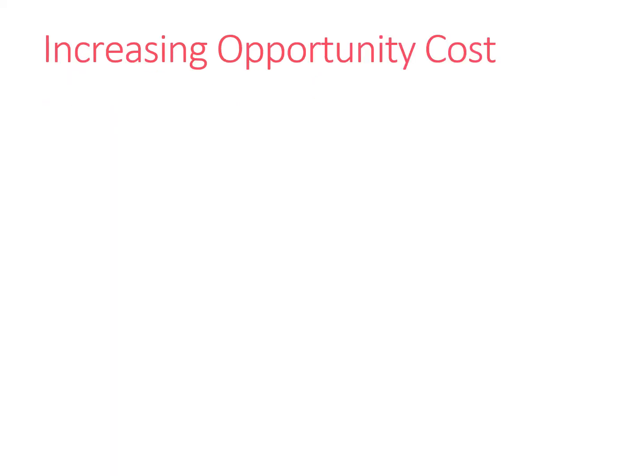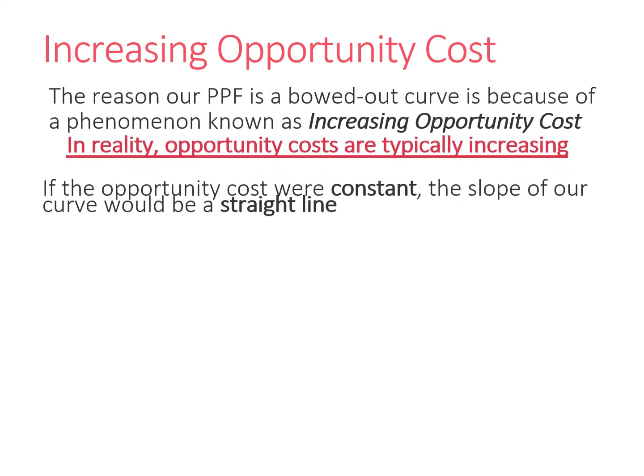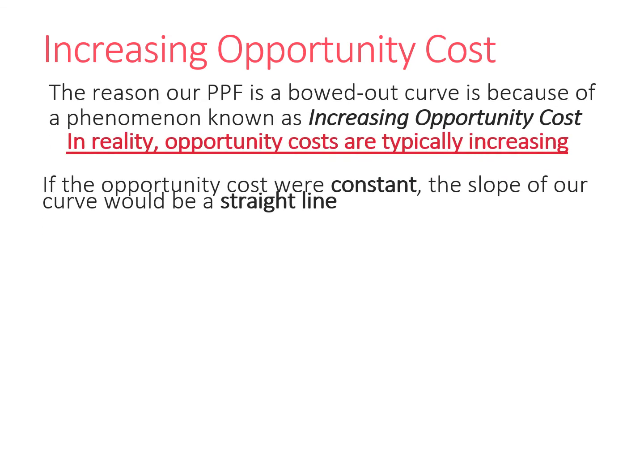Now, you may notice that these graphs have bow shapes, and that's because of increasing opportunity cost. The reason that our curve is bow-shaped is because in reality, opportunity costs are typically increasing, meaning that as we shift production away from one good and towards another good, the cost gets bigger and bigger and bigger as we produce more and more, okay? If the opportunity costs were constant, the slope of our curve would be a straight line. Now, why is this the case?